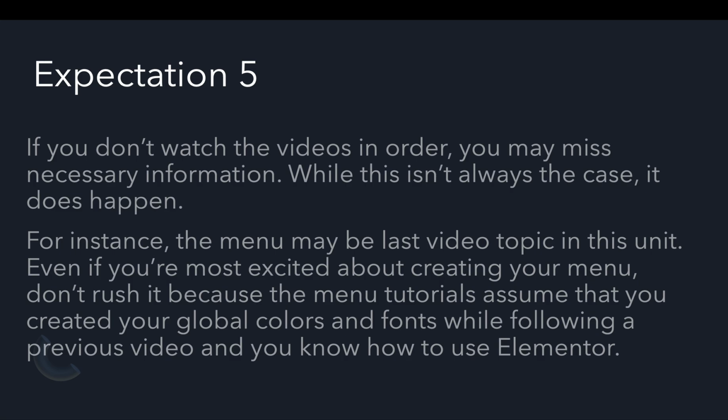So let's say in this unit, you're really excited to create a menu. But let's say if you look at the resources, it's the last video listed. And so even if you're excited about it, don't rush it and try to do the menu first, because there are 2 menu tutorials and they are both assuming that you've already learned how to use one of the WordPress plugins called Elementor, and it also assumes that you've created global colors and fonts, which is like doing a style guide in Figma, and it will expect that you've done these things. So if you do that first, it's not going to be easy, it's going to be confusing for you. So follow things in order in general.